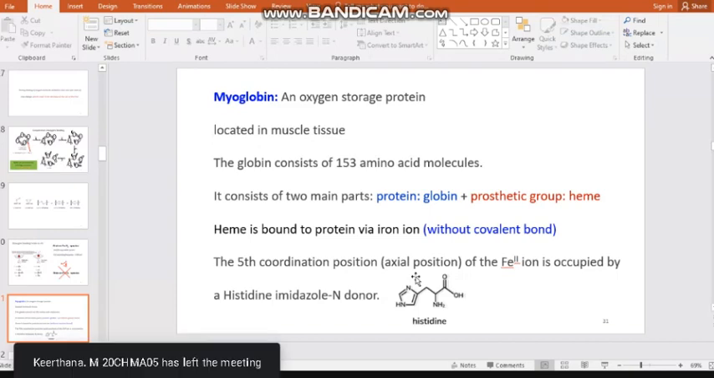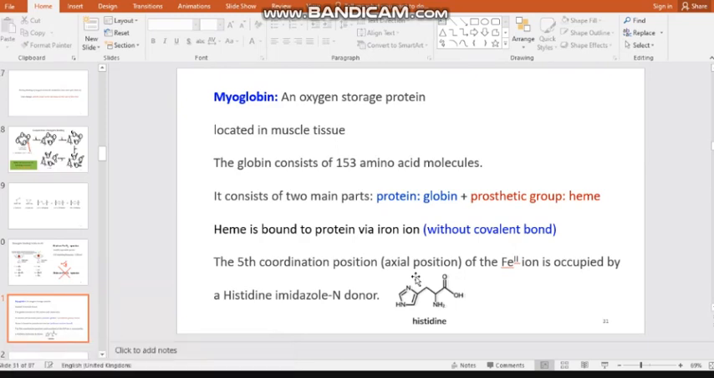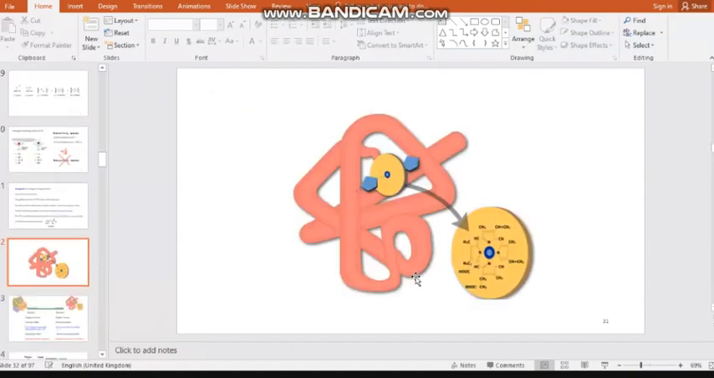This is the histidine imidazole, whose imidazole nitrogen will be occupying the fifth coordination position in hemoglobin and myoglobin also. So from the starting itself, we are getting something different from that of hemoglobin. First is the function. The function is differing. It is an oxygen storing protein. It's not a transporting enzyme. Another one is that it is a monomer, but in the case of hemoglobin it is a tetramer.